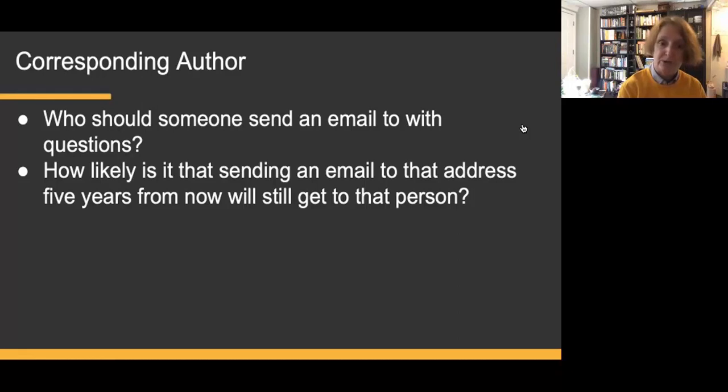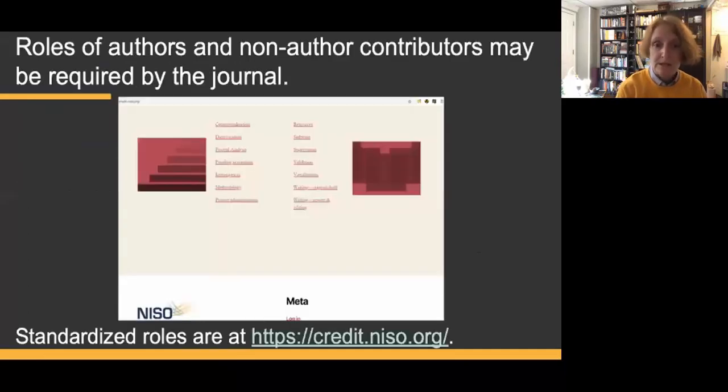So oftentimes the corresponding author is selected as the person who's going to be most reachable in 5 or 10 years when someone might be contacting, not just the person who is most knowledgeable, with the idea that if the question is something that person can't answer because they weren't directly involved, they will know where the person who can answer it is and be able to forward it to the appropriate person.